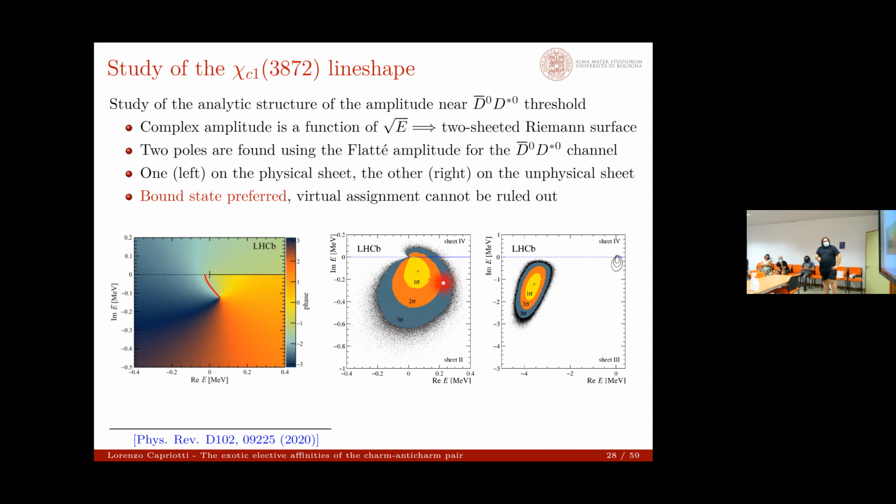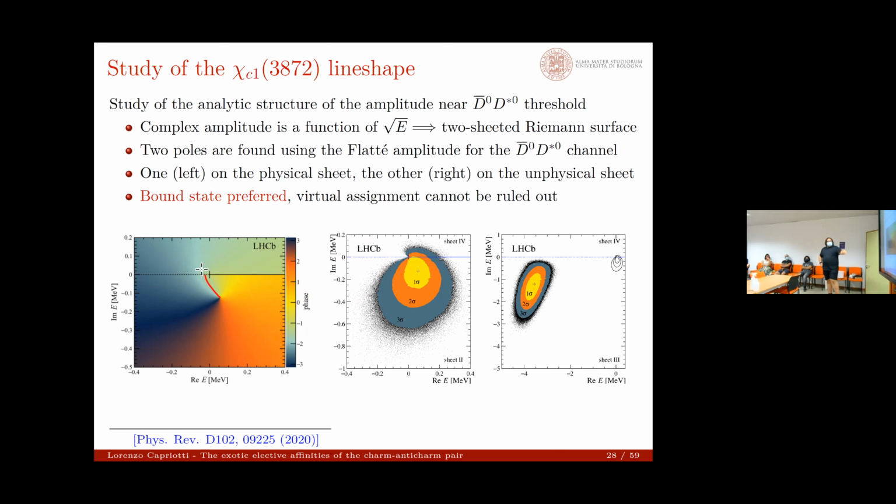One, which is this one, is on the physical sheet. The other one is on the unphysical sheet. So this is not interesting. But this one is actually very close to the line where the imaginary part of the energy is zero. And actually, if you take the pole and project the coupling to all the other possible channels to zero, the pole goes exactly there. So you see that in the end, coming from here, it goes here, and that means that the binding energy is negative, so this is actually a bound state. Okay. So the virtual assignment cannot be ruled out, but the bound state assumption is preferred for now.